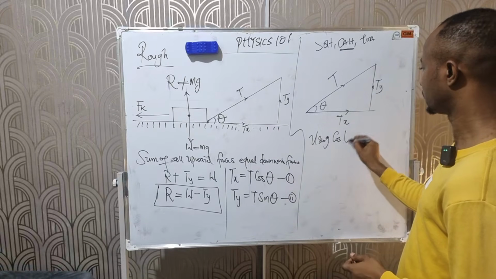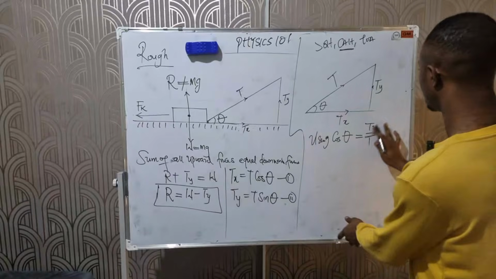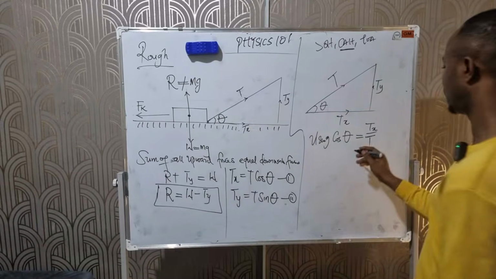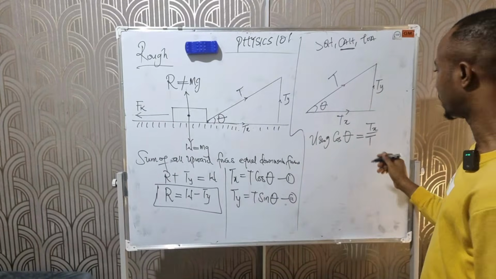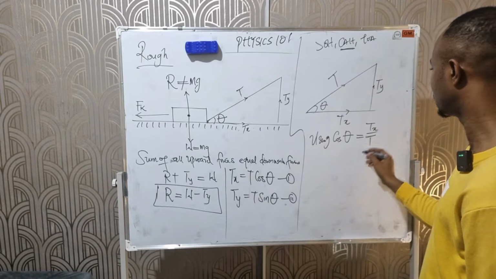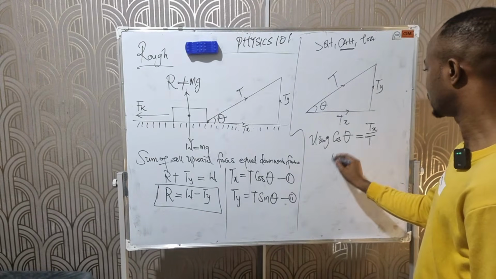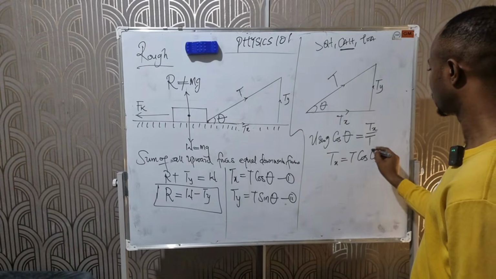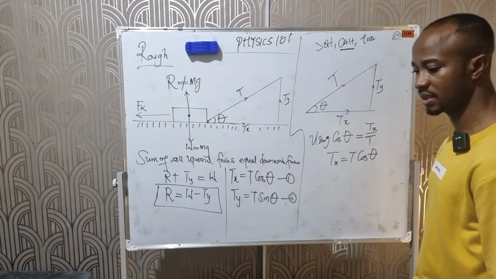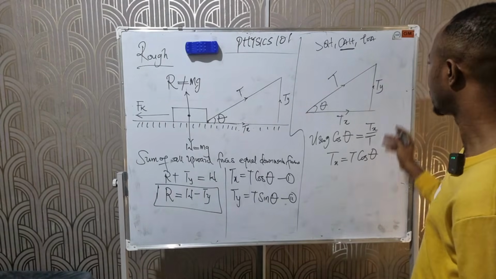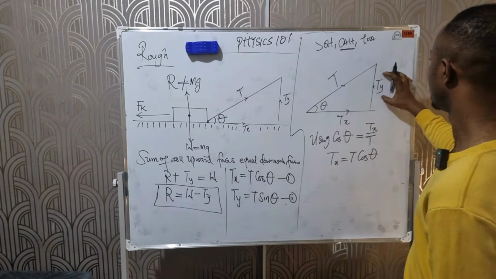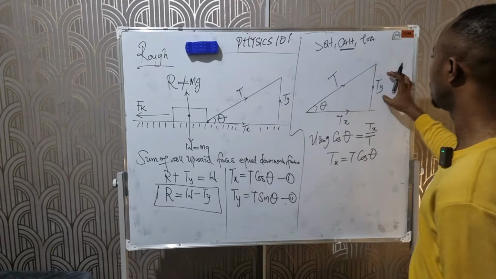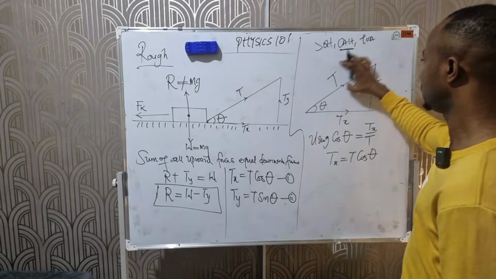Using cos theta, we have Tx divided by T. We can cross multiply this, and that will give us our Tx equals T cos theta. Are you there? So to resolve our Ty, I will resolve Ty with T. Ty is the opposite, right? T is still the hypotenuse.